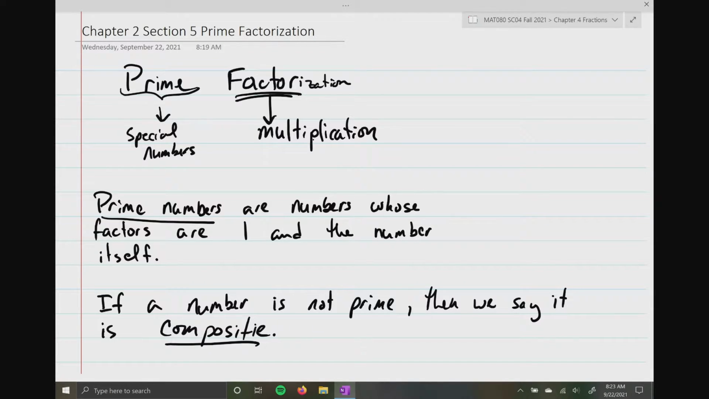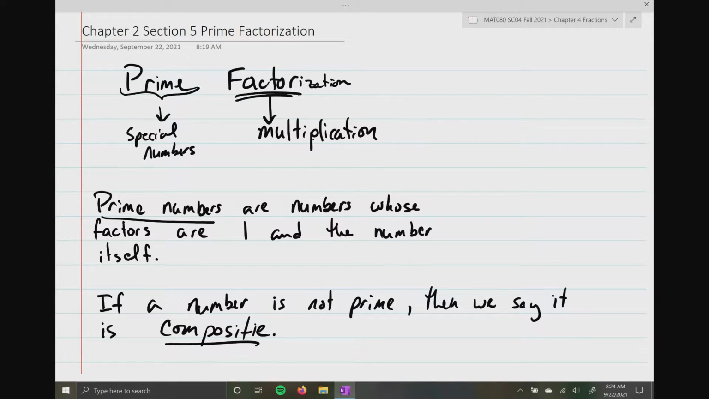All right, so from now until you're done, when you see the word factor, you need to be thinking things that are being multiplied. All right? Doesn't have to be numbers, but we're thinking multiplication. Now, prime numbers are very special because the only two numbers that I can multiply to get that is 1 and the number itself. If there are more factors, then we say that the number is composite.